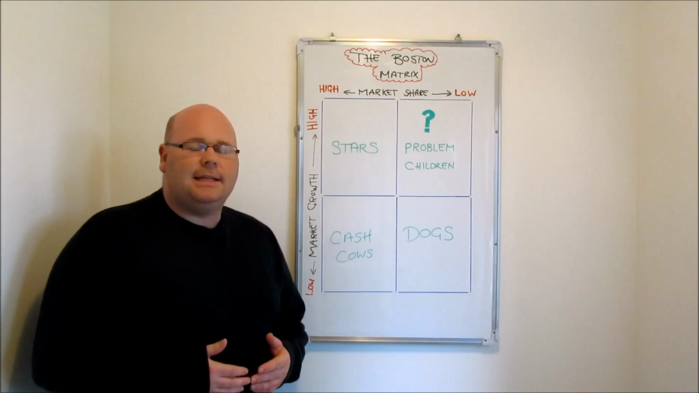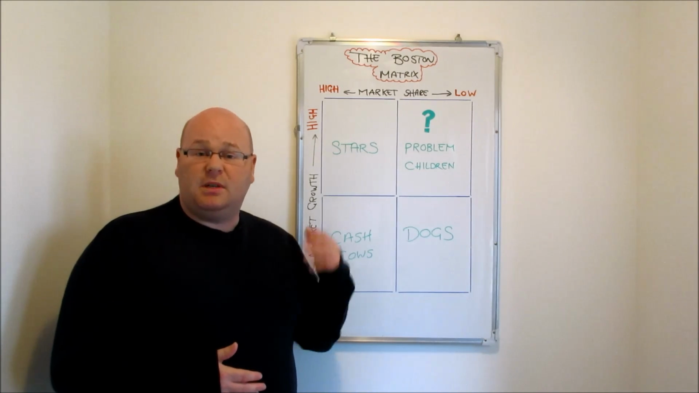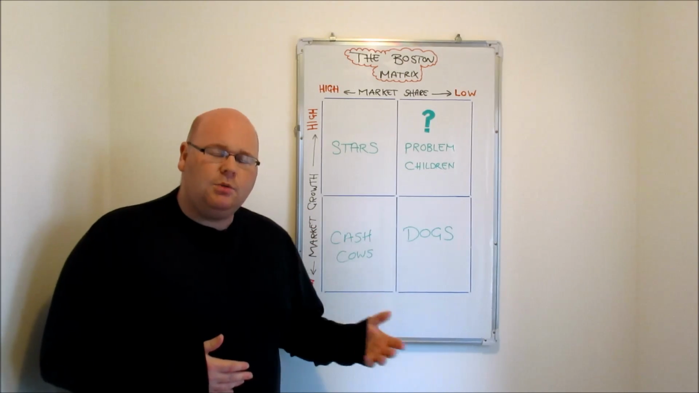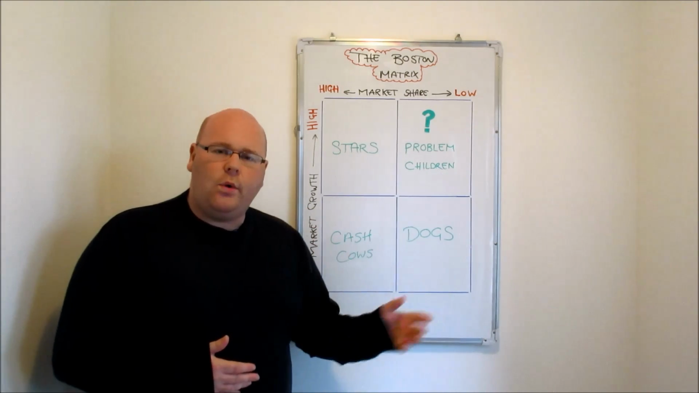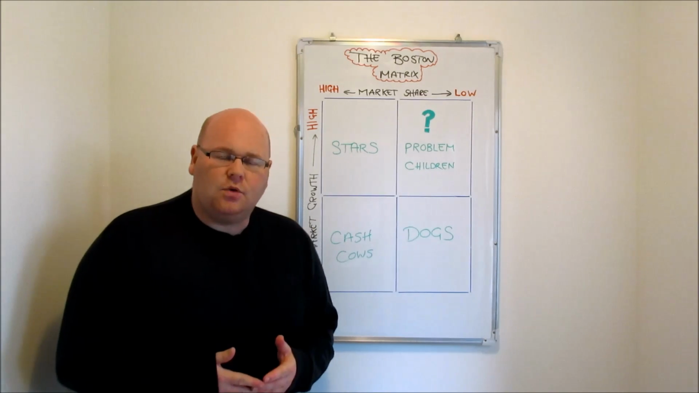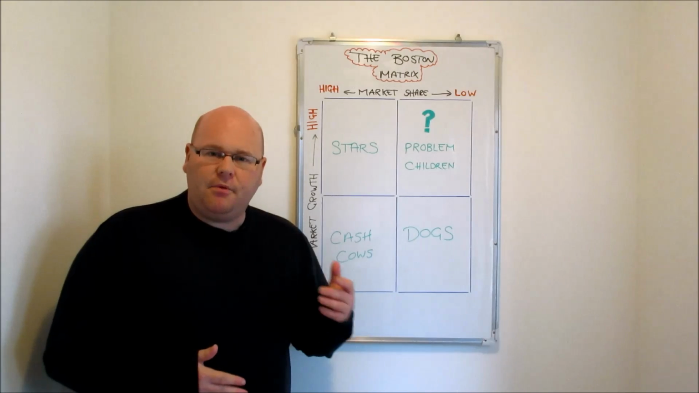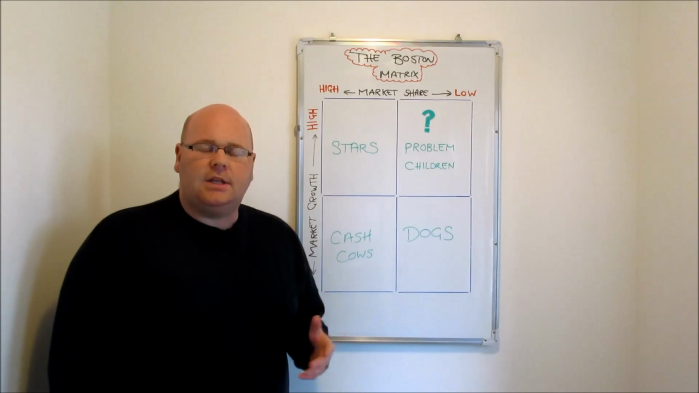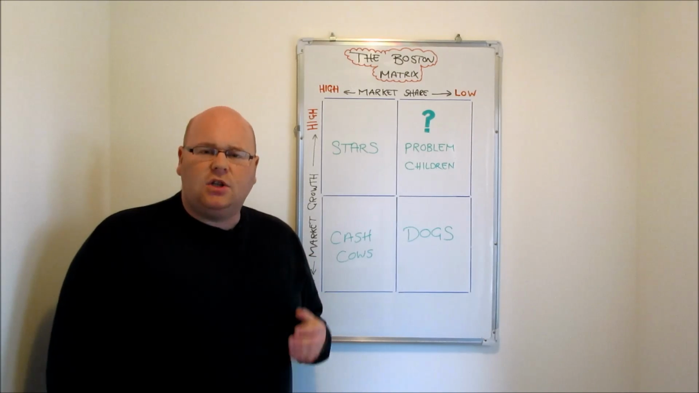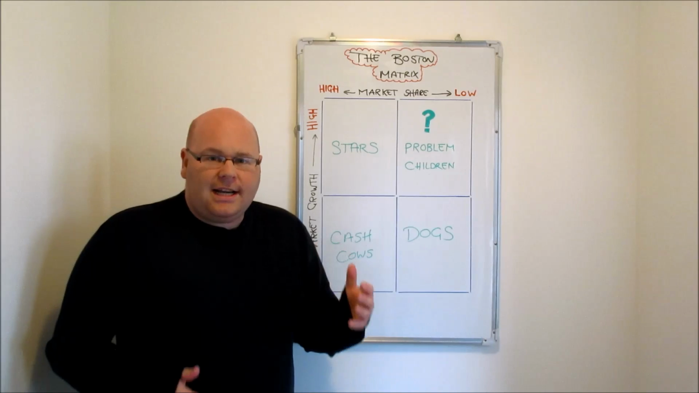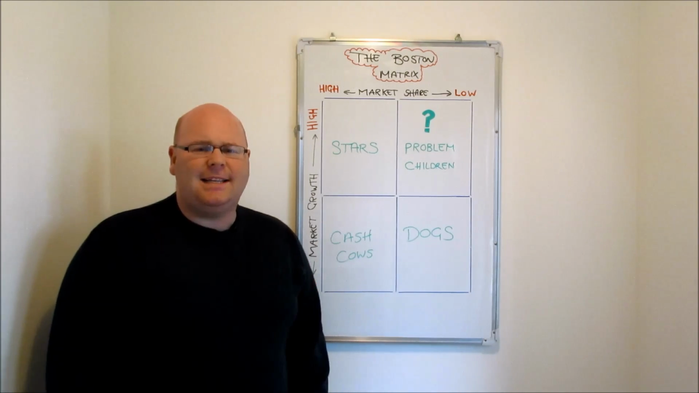Namely, we can split them into categories where we describe them as either question marks or problem children. We might describe them as stars, we might describe them as cash cows, or we might describe them as dogs. So we'll start with question marks or problem children. These are products that have a low market share, but they are in markets that are growing very rapidly. So these are dynamic, fast evolving markets, quite exciting markets for the firm to be active in.